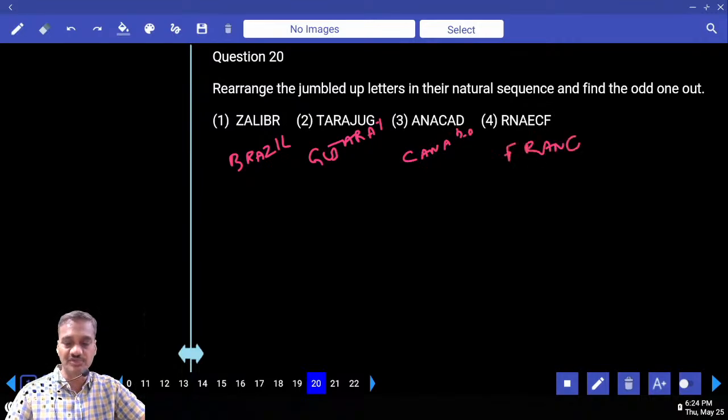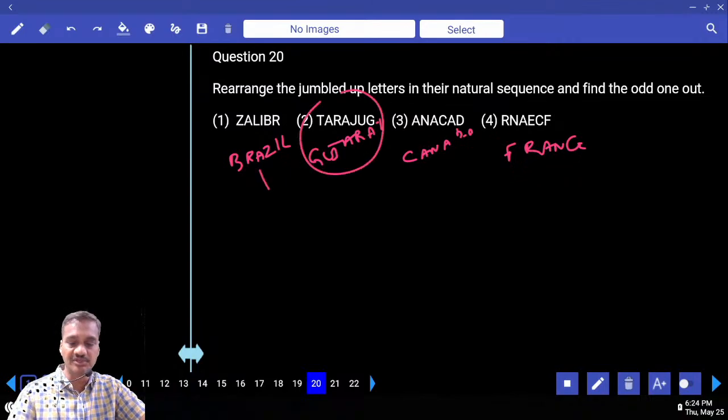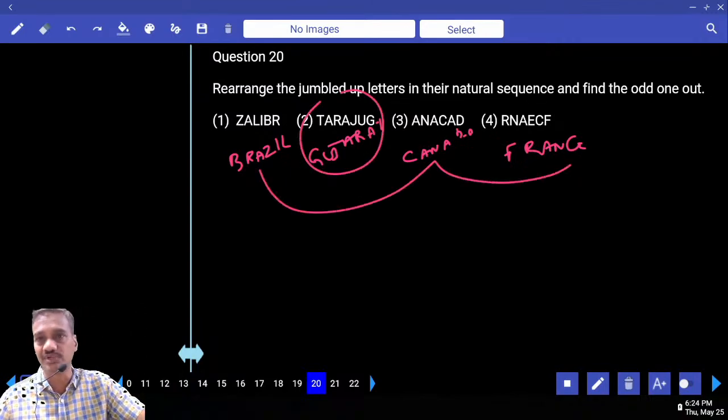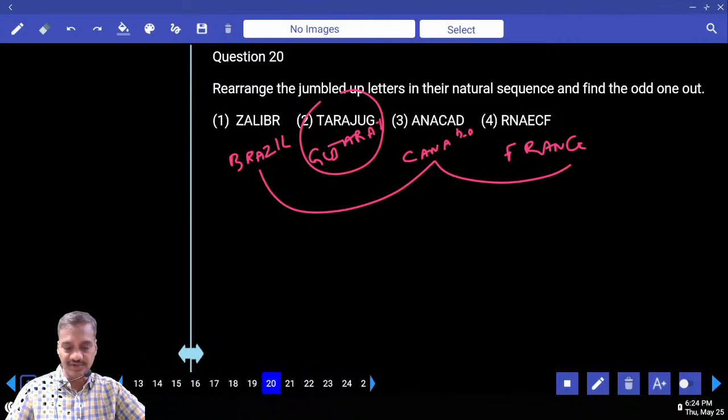Then except choice 2, the remaining 3 are what? The remaining 3 are countries. But choice 2 is a state. 20, it is choice 2.